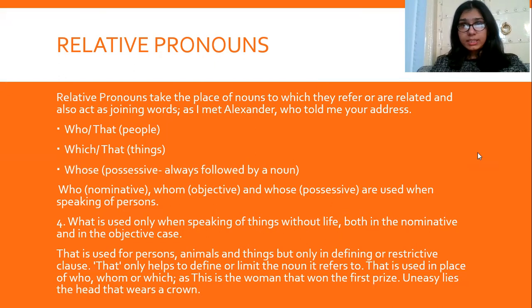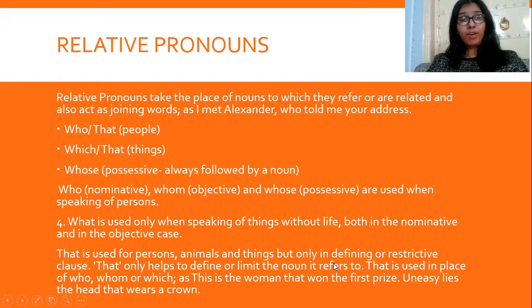And which is used only when speaking of things without life, both in the nominative and objective case. That is used for persons, animals, and things, but only in a defining or restrictive clause. That only helps to define or limit the noun it refers to. That is used in place of who, whom, or which, as in: this is the woman that won the first prize.